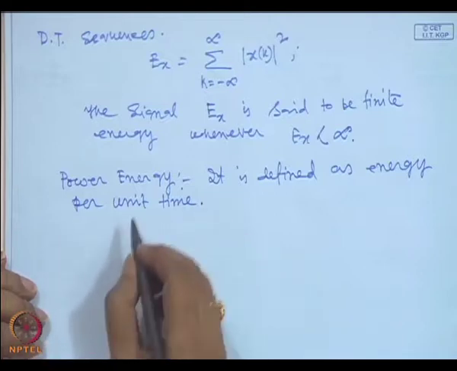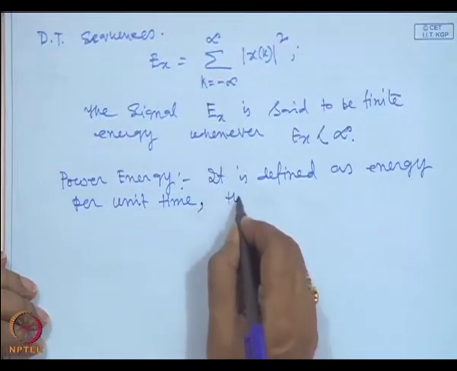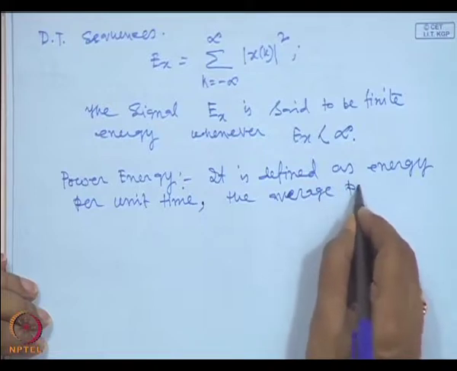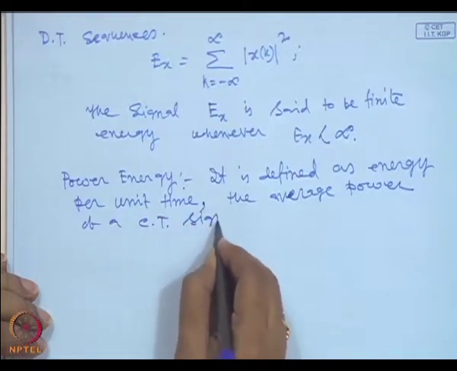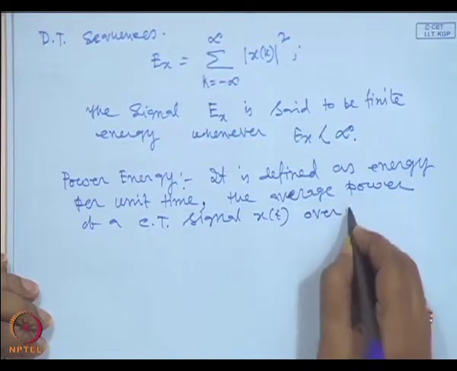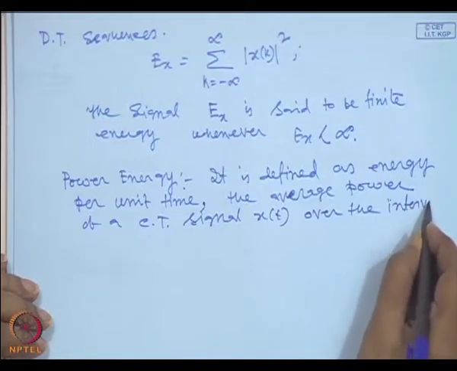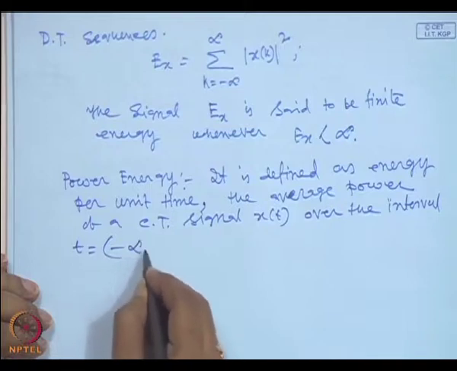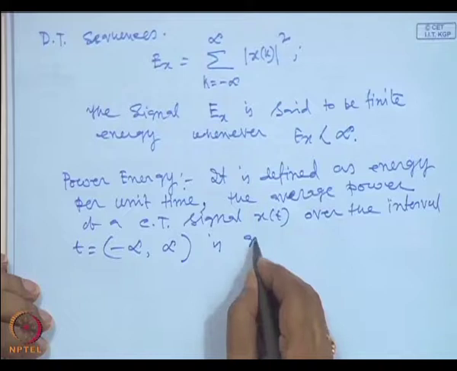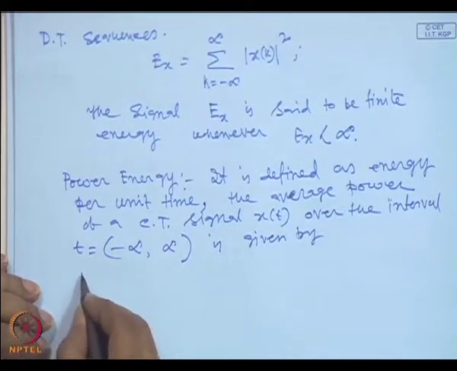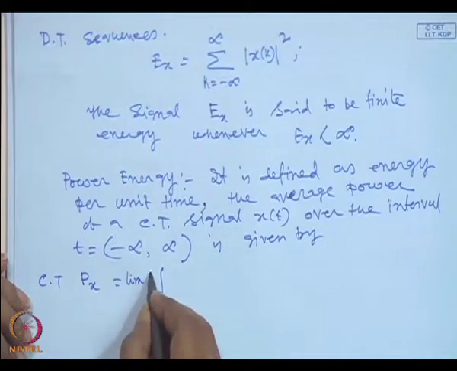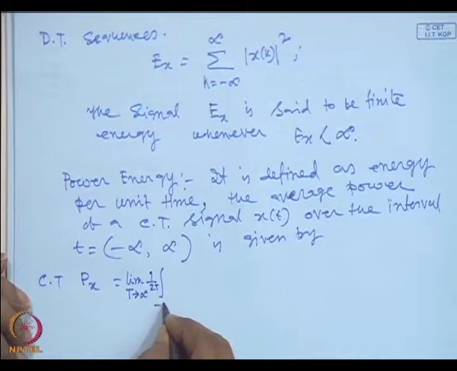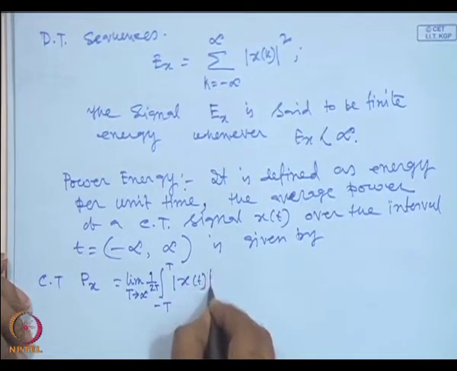So, by definition, the average power of a continuous time signal x t over the interval t equal to minus infinity to plus infinity is given by P of x, this is for continuous time, P of x is equal to limit T tends to infinity of 1 by 2T, integral from minus T to T of mod of x t whole square d t.